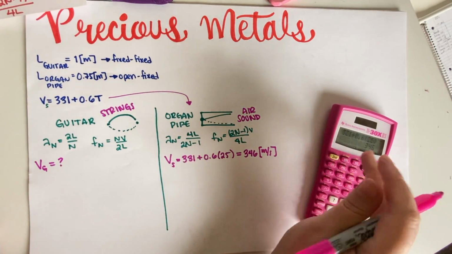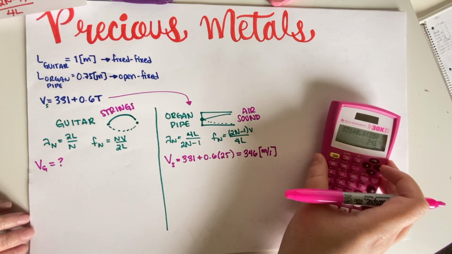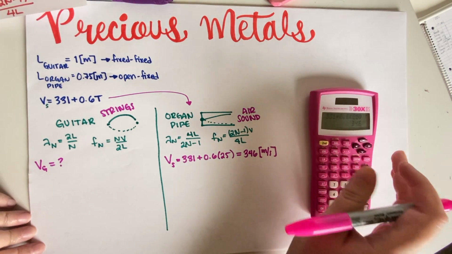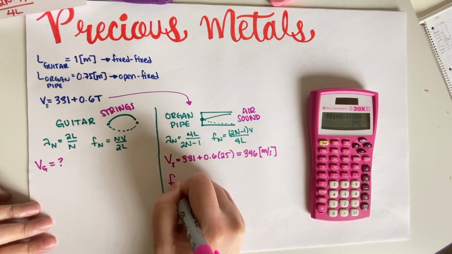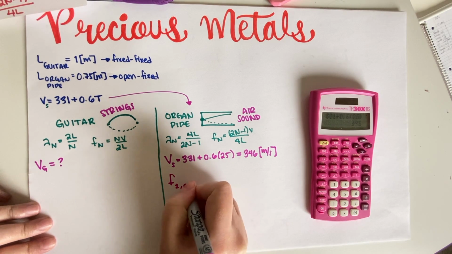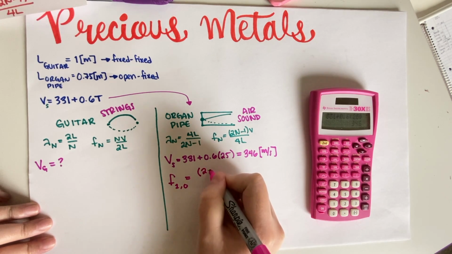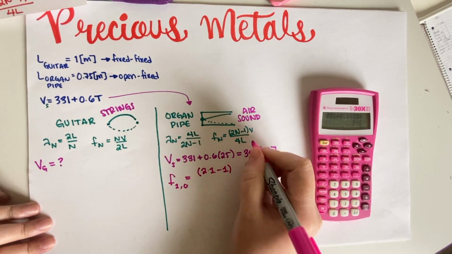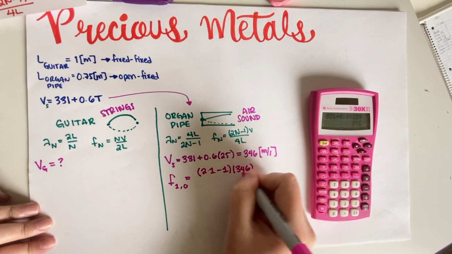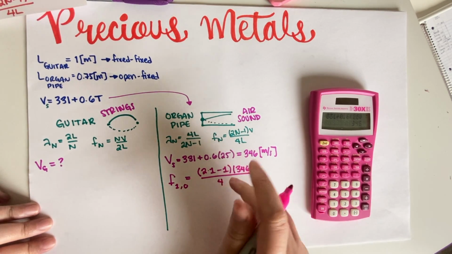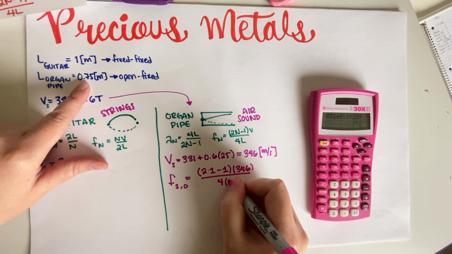So if it doesn't matter so long as I select the same n, then let's just go ahead and select the fundamental one because that just makes things so much easier. So the fundamental for the organ, I'm going to write f1 organ, is equal to (2 times 1 minus 1) times velocity. I need to use this velocity because I'm with the organ, so 346, divided by 4 times L. Now L for the organ pipe is 0.75.